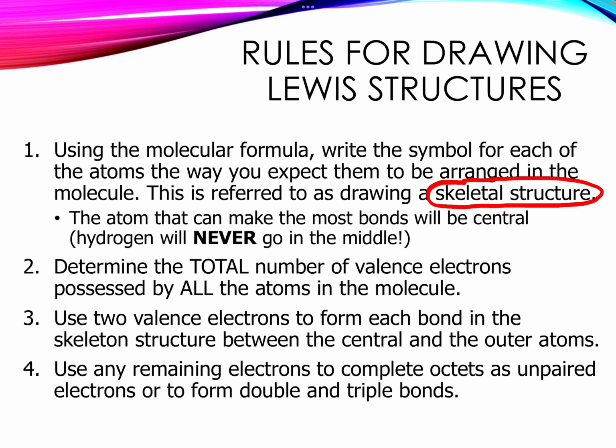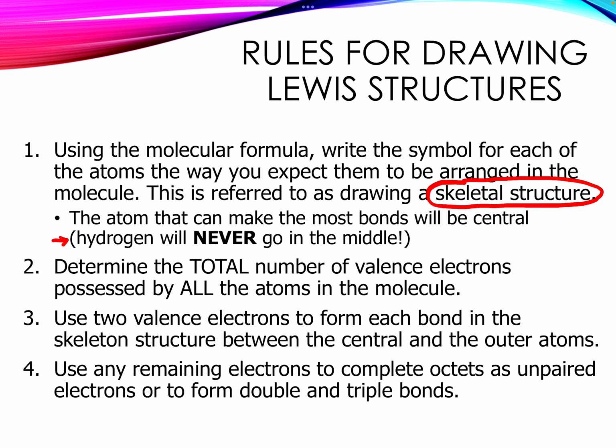Okay, and we're going to figure out in just a minute how we know which one can make the most bonds. But for now, just say whichever one can make the most bonds is going in the middle. Our rule here: hydrogen can never, ever go in the middle. The reason for this is hydrogen can only make one bond, ever. The end. So we can't put it in the middle because it can only make one bond. That's a good rule to remember. But otherwise, the one that can make the most bonds will go in the middle.